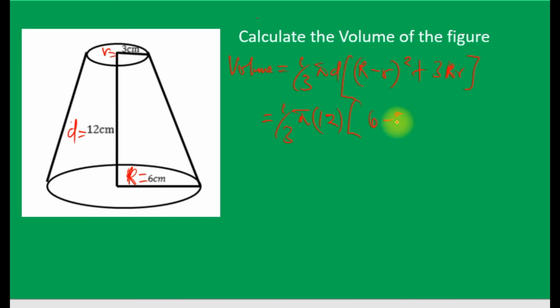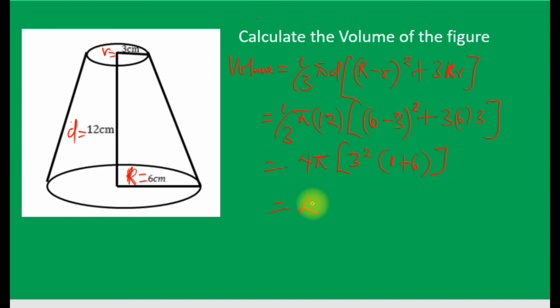Then (6 minus 3) all squared plus 3 times 6 times 3. This is now 4 pi, then the 6 minus 3 is 3. So we have 3 squared, 3 squared. Do you get 3 squared, 3 squared? So we'll factor it. We are left with 1 here plus 6. Do you get what I did? I factored this: 6 minus 3 is 3 squared. Also this one has 3 squared. So we'll factor it, remaining 1 and 6.